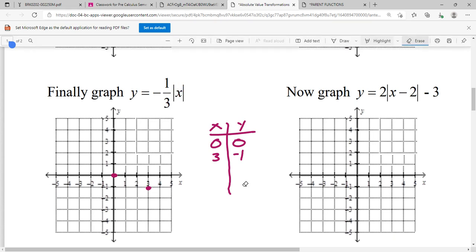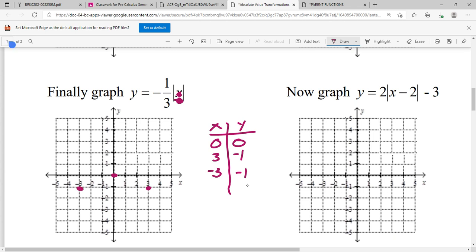Okay, let's try another one. Let's say negative 3. If we put negative 3 in here, that's really the same thing as positive 3. So we got negative 1/3 times 3 over 1. Same thing again, negative 1. Right? Because we know that this graph reflects itself. So that means that one goes there.